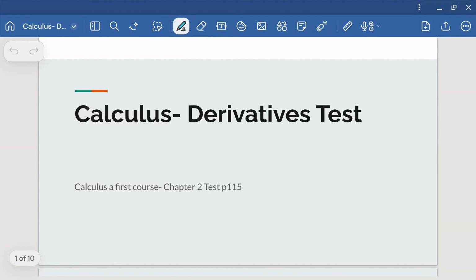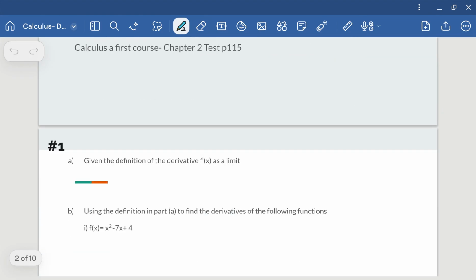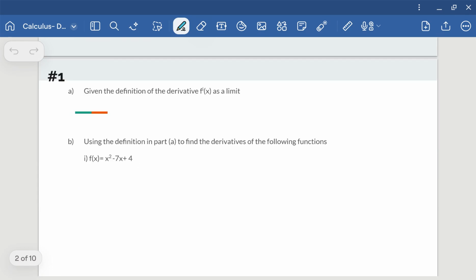Okay, so if you've completed the derivatives unit in calculus, here is a chapter test, part of the Calculus: A First Course textbook, and this is on page 115. So this would be a good test to try before you did a unit test.